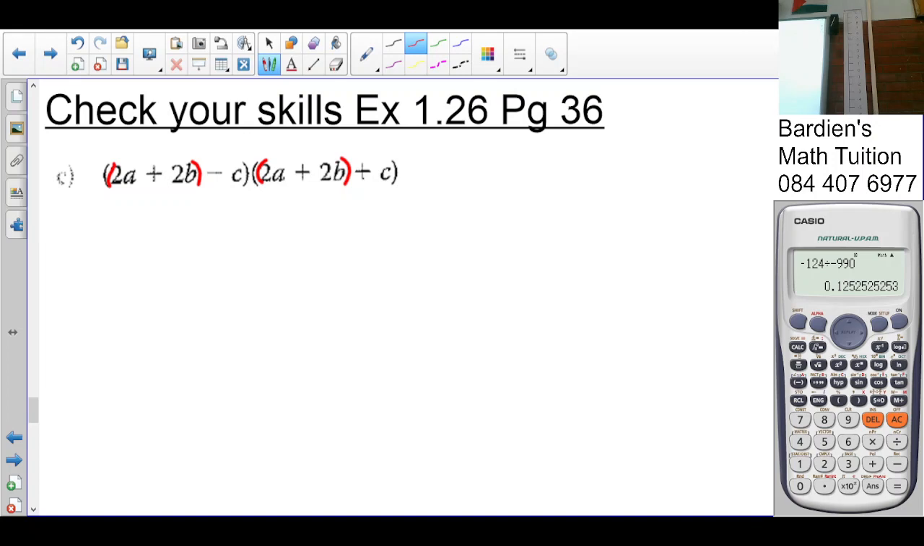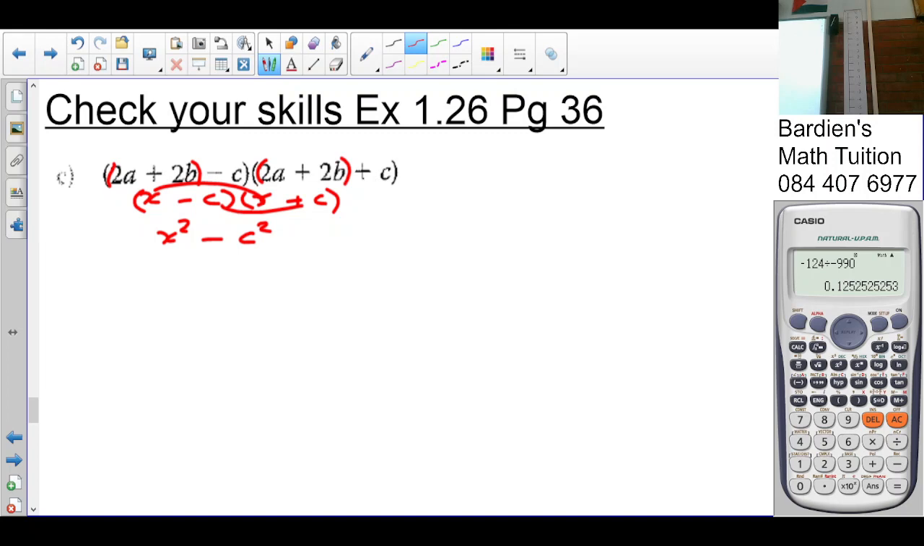Yes, it will result in a difference of two squares. Remember, if that 2A plus 2B was an x, then it would be x minus c into x plus c. And how do you simplify this? That will simply be x squared minus c squared. Not so?